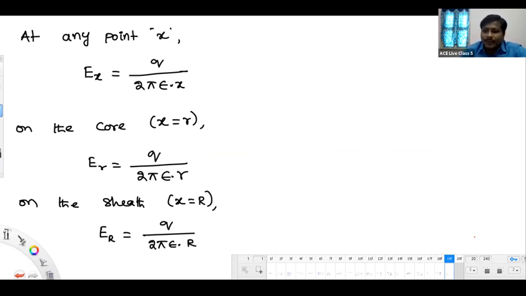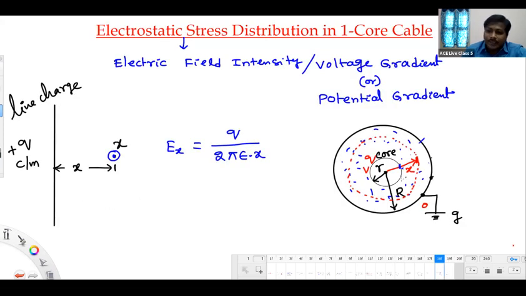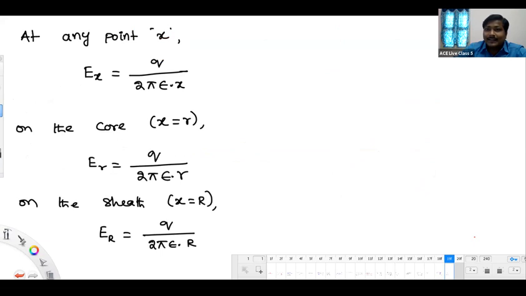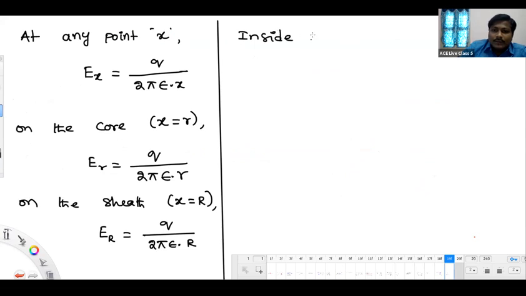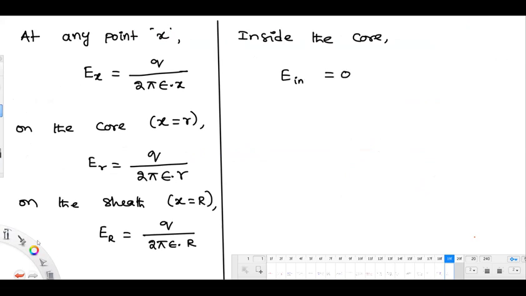So we got the field intensity at any point X in the cable cross section, on the surface of the core as well as on the surface of the sheath. What is the field intensity inside the core? I already discussed this in the discussion of bundle conductors, just recalling what we have discussed. Inside the core, the electric field intensity value was 0.